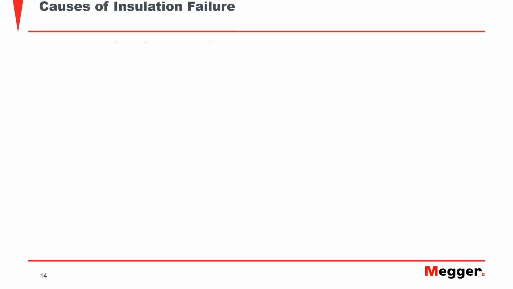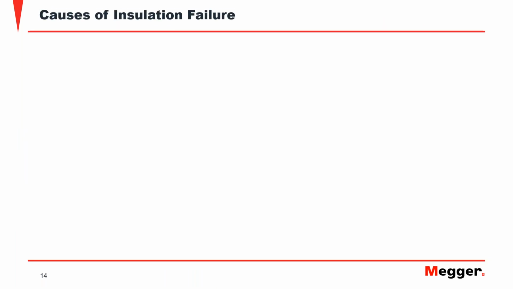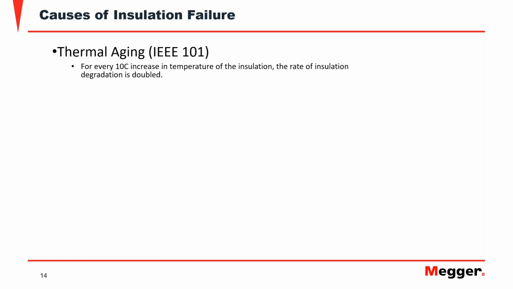But as time goes by, a lot of things start happening to the machine. The first one is that temperature takes care of damaging the insulation. For every 10 degrees, and this is a rule of thumb, and of course some insulations will behave a little bit differently, but in general, for every 10 degrees increase in temperature of the insulation, the amount of insulation degradation is doubled. What that means is that for every 10 degree increase in temperature, you can assume that the amount of insulation that you have is going to be divided in half.